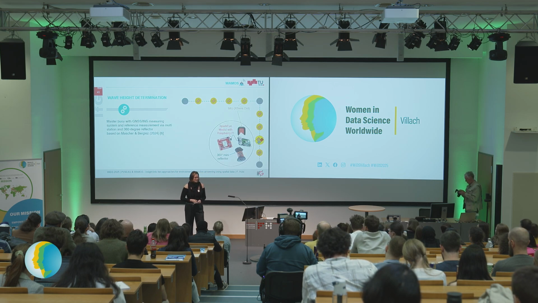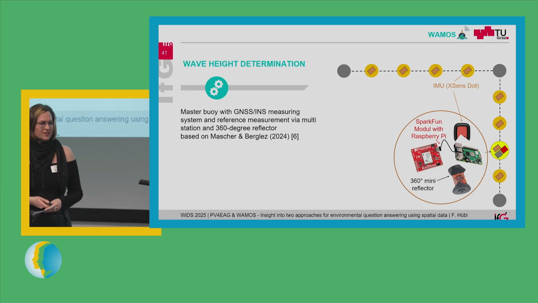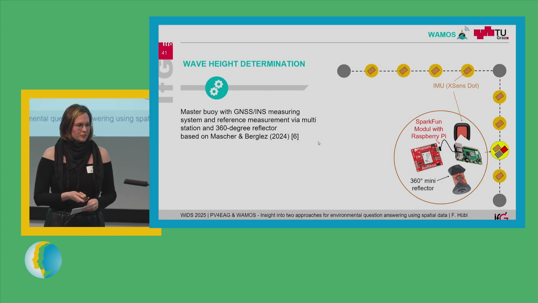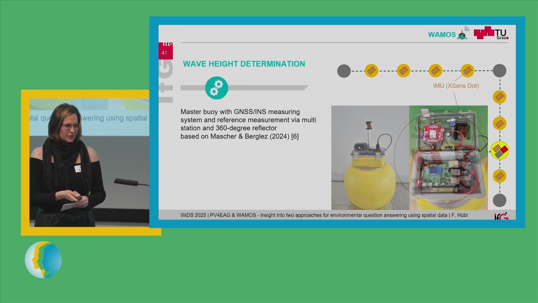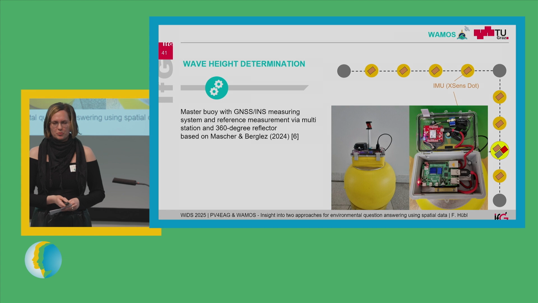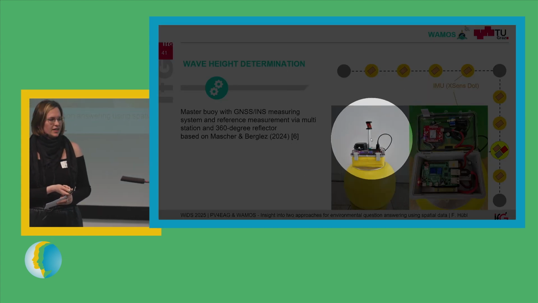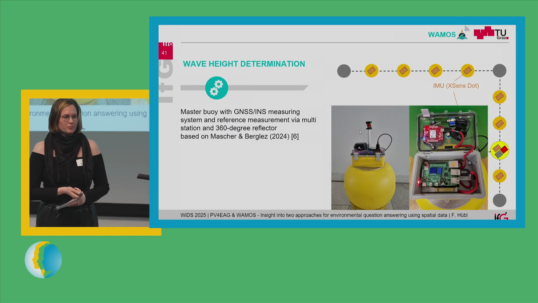I already mentioned our sensor system. It consists of this L shape for a certain reason. I want to show you here. This is our master buoy. Here we also have a reflector mounted there to have reference measurements.